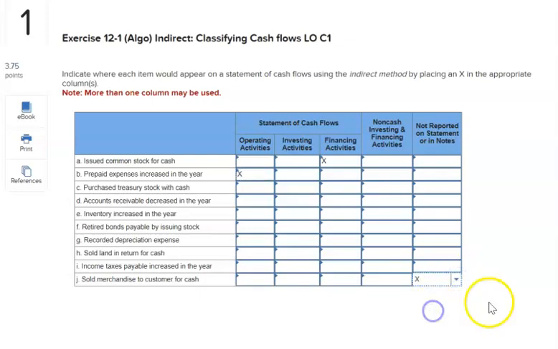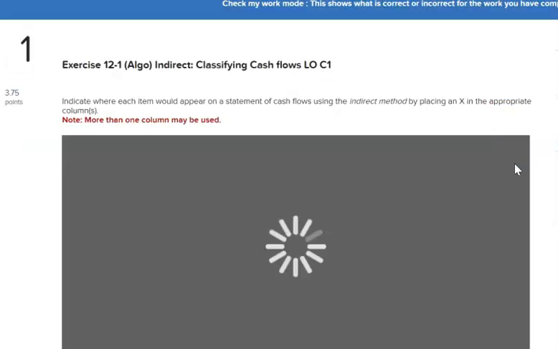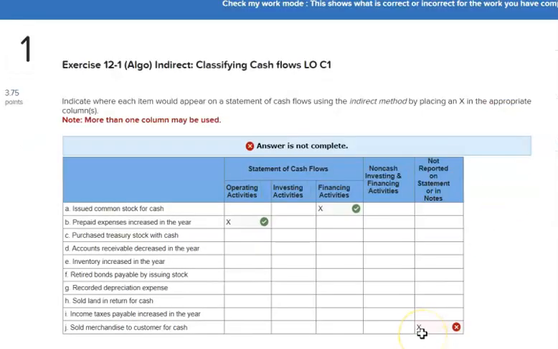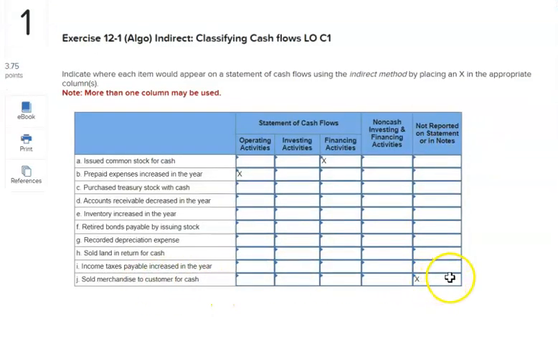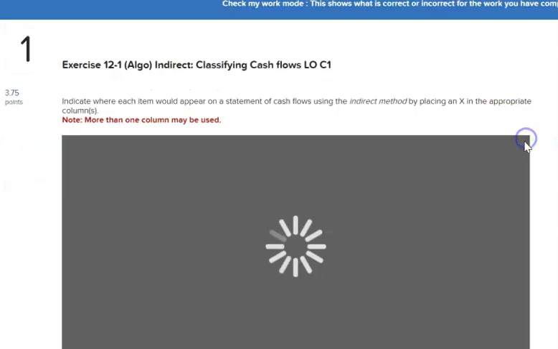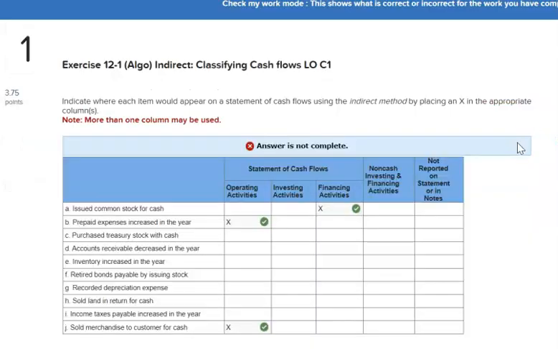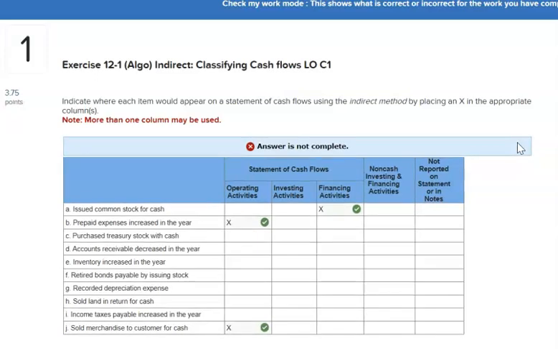So when I did it, I was like, well, that's not reported in the statement of cash flows, but now look, it was marked wrong. So they want you to think about that sold merchandise to customer for cash. That is included in net income, so that's part of operating activities. And see, now I'm going to get it marked right. So I saw a couple of these when I was doing the problem. So just kind of keep that in mind.